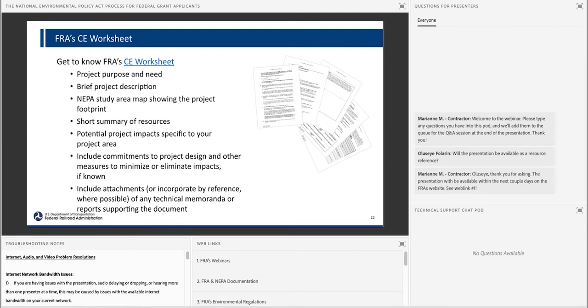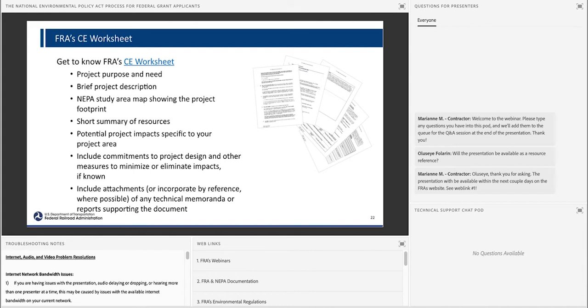So I'm just going to go through the bullets here. What is the purpose and need of your project? The purpose is usually the problem, and the need is how your proposed project solves or fixes the identified problem. When you are applying for an FRA grant or any grant in general, please know what your project is and let us know in your application. You'd be surprised how many applicants do not have a basic project description in their grant application.